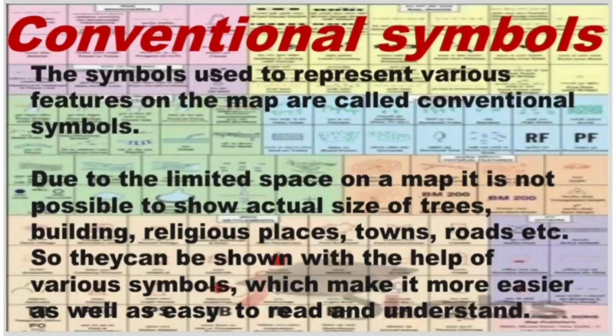Conventional symbols. The symbols used to represent various features on the map are called conventional symbols. Due to the limited space on a map, it is not possible to show the actual size of trees, buildings, religious places, towns, roads, etc. So they can be shown with the help of various symbols, which make it easier to read and understand.